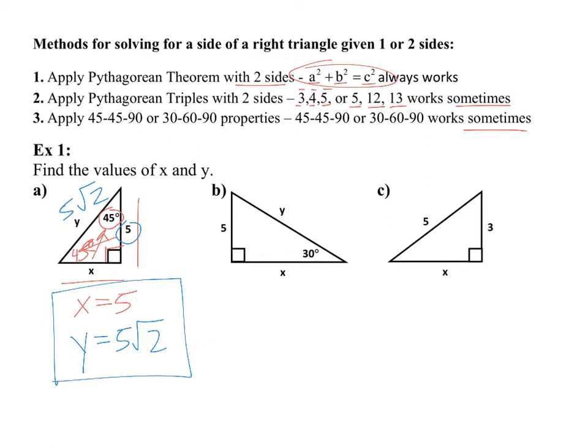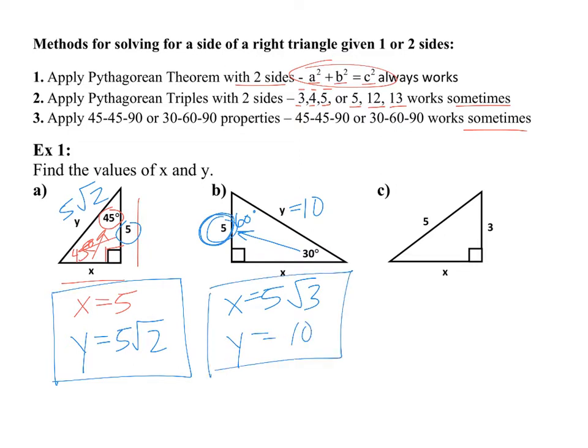For part B, here I have a 30, 60, 90 triangle, because once again the angles have to add up to 180. Across from the 30-degree angle is my short leg. I take that, multiply it by the square root of 3, and I get my long leg. Simple as that. If I want to get the hypotenuse, once again I go back to the short leg, multiply it by 2, and I get the hypotenuse. So y is equal to 10. That's all there is to that.